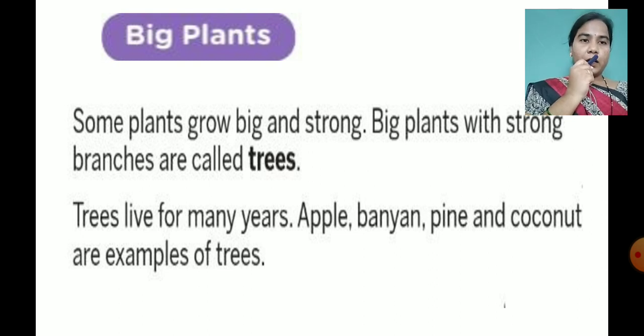Apple, banyan, pine and coconut are examples of trees. The apple tree is an example of a big plant. Then the banyan tree is also, the pine tree is also, and the coconut. These are all big trees. Getting it? Big plants. Now move to the next.